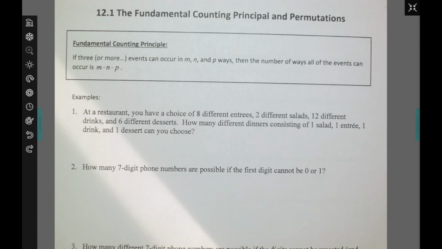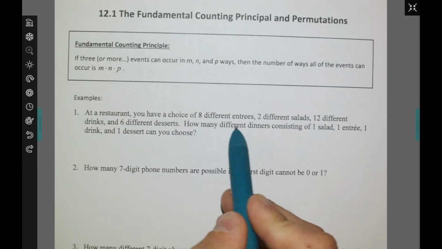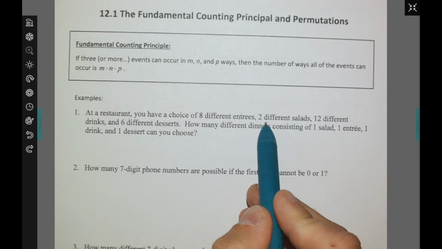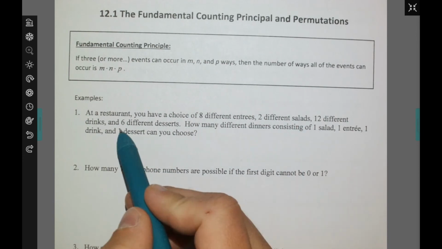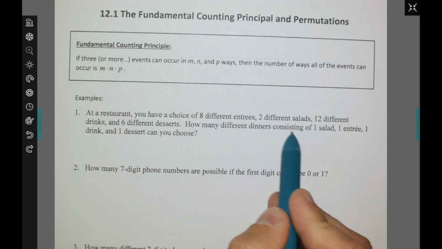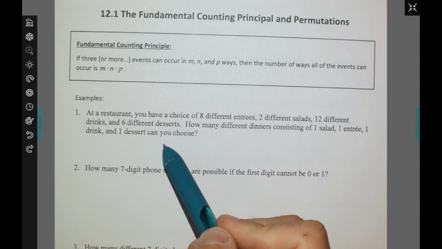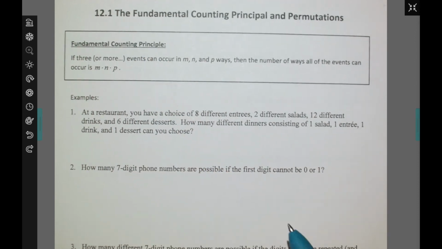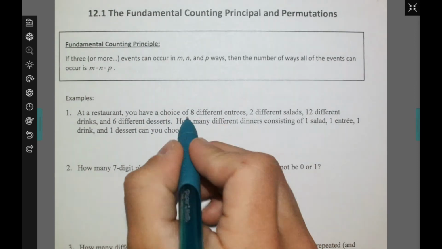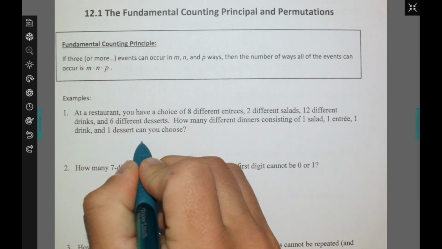What that would look like in an actual example would be if you're at a restaurant and you have 8 different options for entrees, 2 different choices for salads, 12 different drinks, 6 different desserts. I don't know, how many different dinners could we pick where you have a salad, an entree, a drink, and a dessert? What the fundamental counting principle tells us to do is take the number of choices we have for each of them and multiply them together.